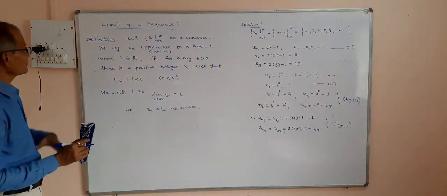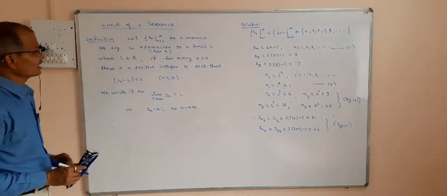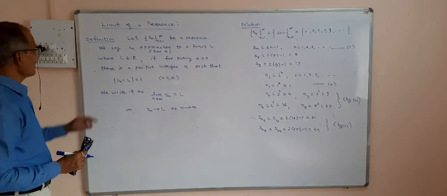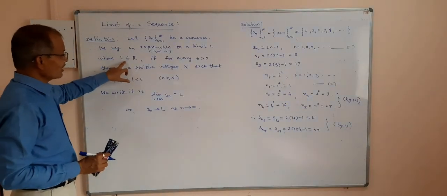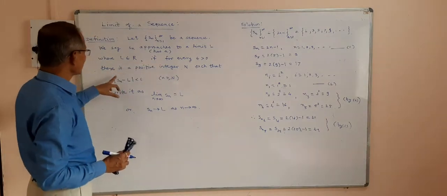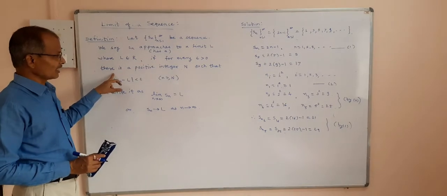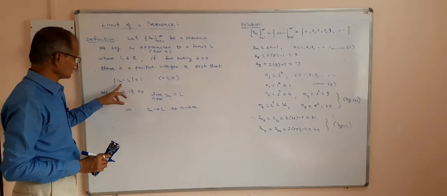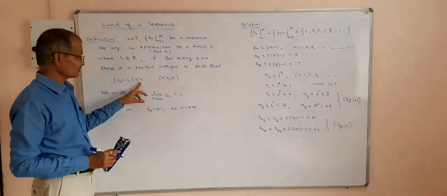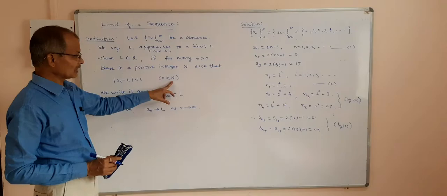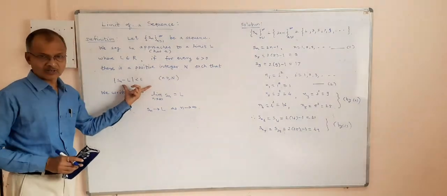Sn is a sequence. We say Sn approaches a limit L, or has a limit L, where L is a real number, if for every epsilon greater than 0 there is a positive integer N such that the absolute difference of Sn minus L is less than epsilon whenever n is greater than or equal to N. So this is the important condition for a limit.